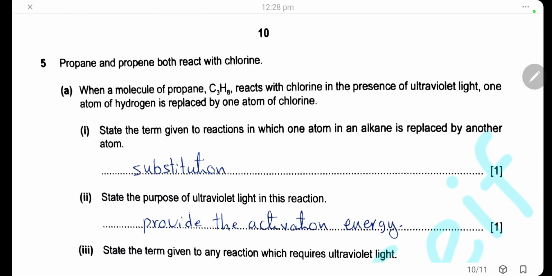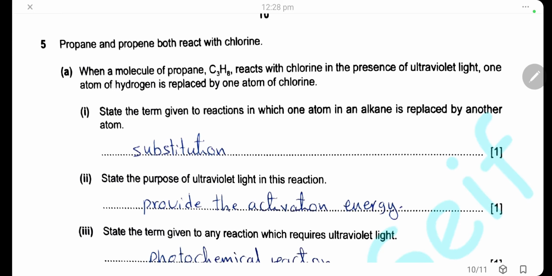Question 5. Propane and propene both react with chlorine. When a molecule of propane, C3H8, reacts with chlorine in the presence of ultraviolet light, one atom of hydrogen is replaced by one atom of chlorine. State the term given to the reaction in which one atom of an alkane is replaced by another atom.